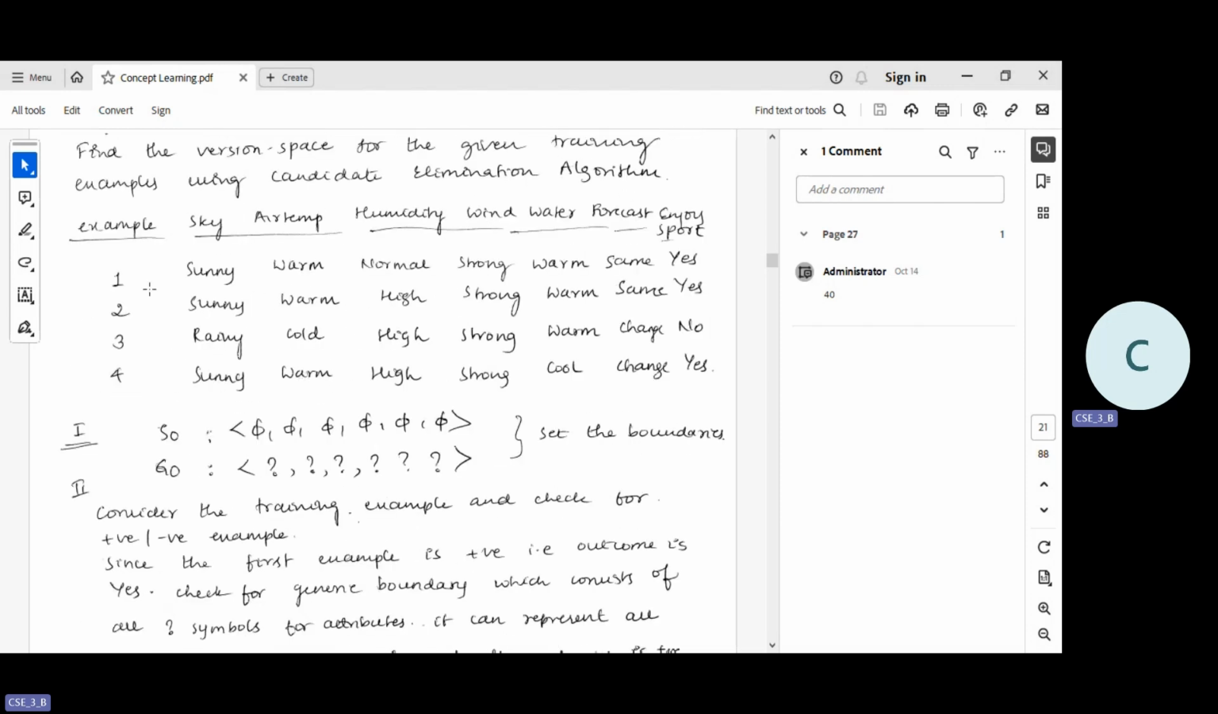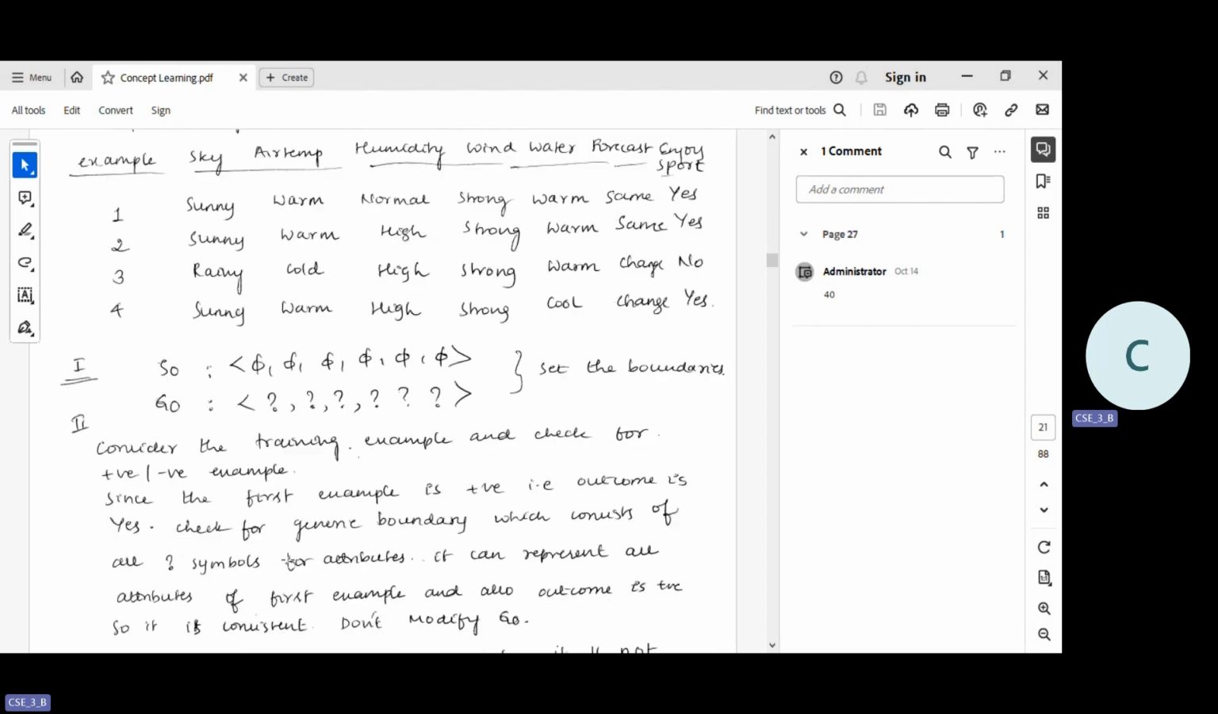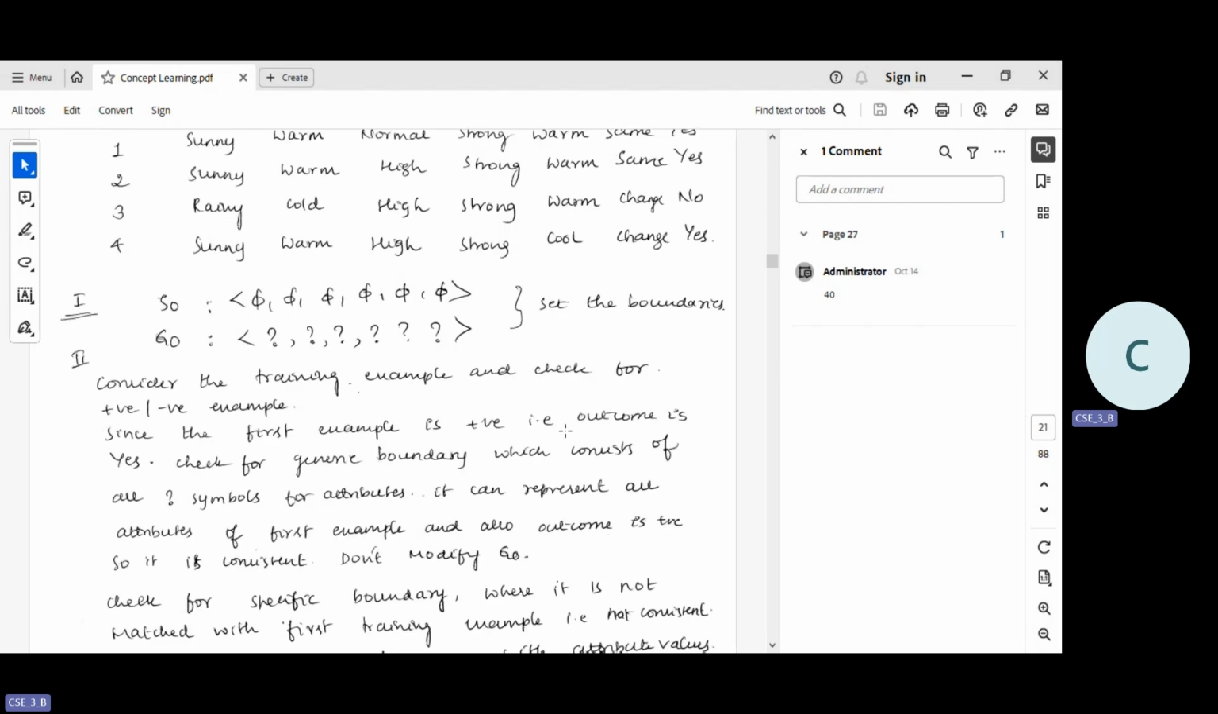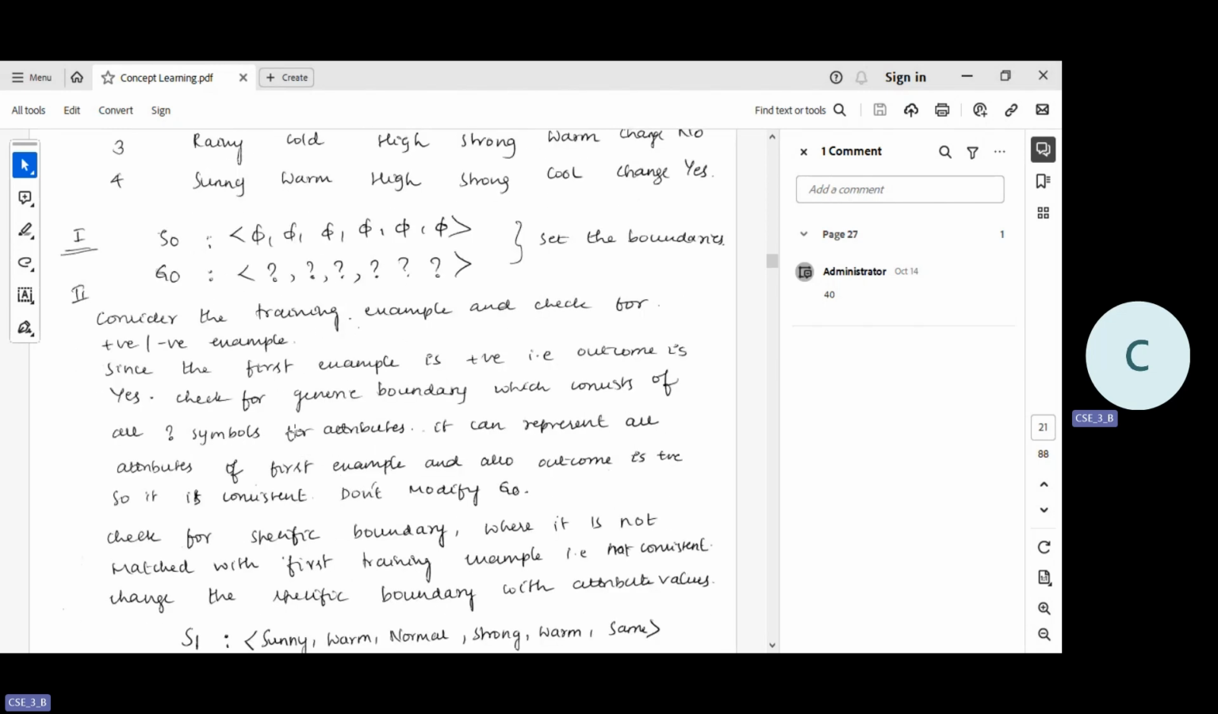So we can observe here in the training set, in the first example, the outcome of enjoy sport is yes, that is nothing but a positive example. Since it is a positive outcome, we have to check the general boundary, which consists of all question mark symbols for attributes. It can represent all the attributes of the first example, and also the outcome is positive. So it is consistent. So we are not modifying G naught.